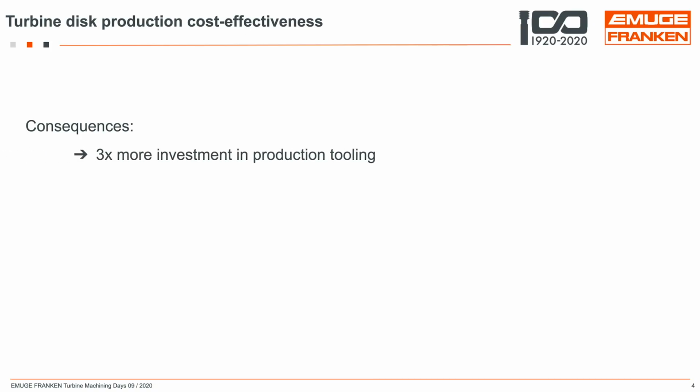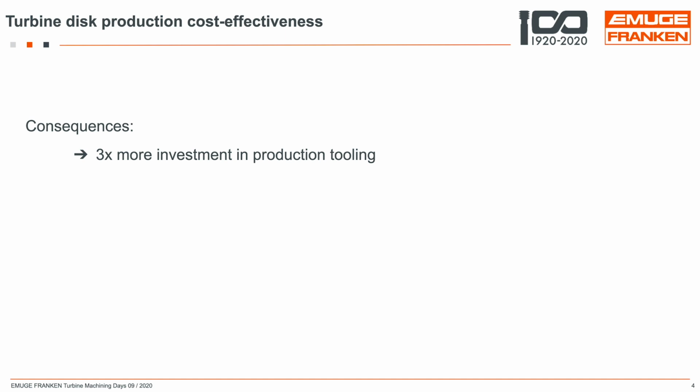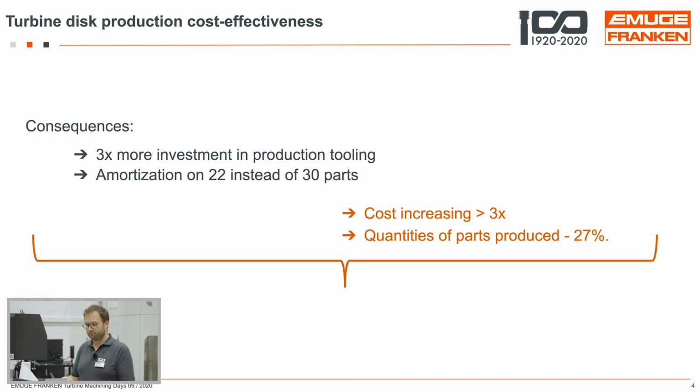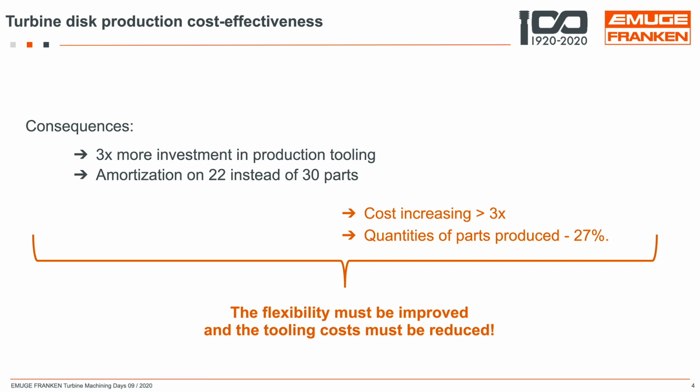Now I will try to make a summary of the consequences. We have first a huge investment in the tooling. In the scenario I was showing you, it is 3 times more. And in the time frame where the parts are produced, we are producing only 22 parts, where it was 30 with the long-term production business. That means that we have more investment and less productivity, fewer parts. The consequences are that we must improve the flexibility and reduce the tool costs. That is the current reality.